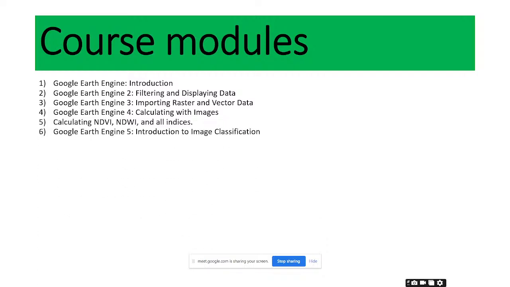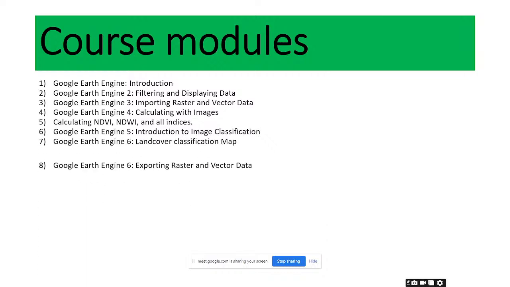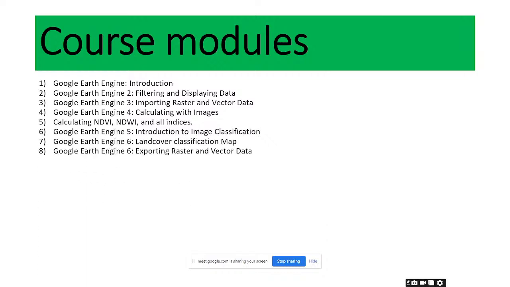Then introduction to image classification. At this time, I will talk about how you can make different types of image classification using different machine learning methods on the Google Earth Engine platform. It can be support vector machine, classification and regression trees, minimum distance. How you can use the different classifiers to make the image classification and the land cover classification map. And then how to export the raster and vector data from the Google Earth Engine platform.